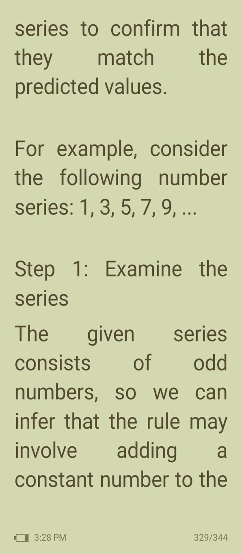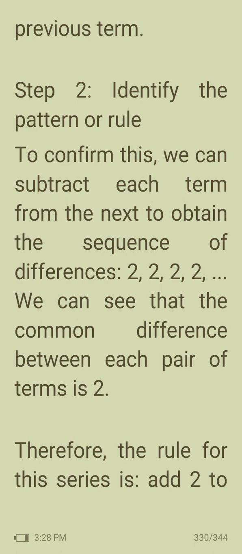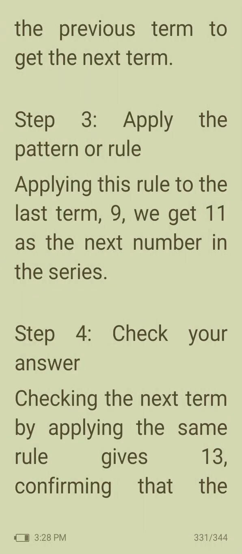Step 1. Examine the series. The given series consists of odd numbers, so we can infer that the rule may involve adding a constant number to the previous term. Then, step 2. Identify the pattern or rule. To confirm this, we can subtract each term from the next to obtain the sequence of differences. We can see that the common difference between each pair of terms is 2. Therefore, the rule for this series is add 2 to the previous term to get the next term.